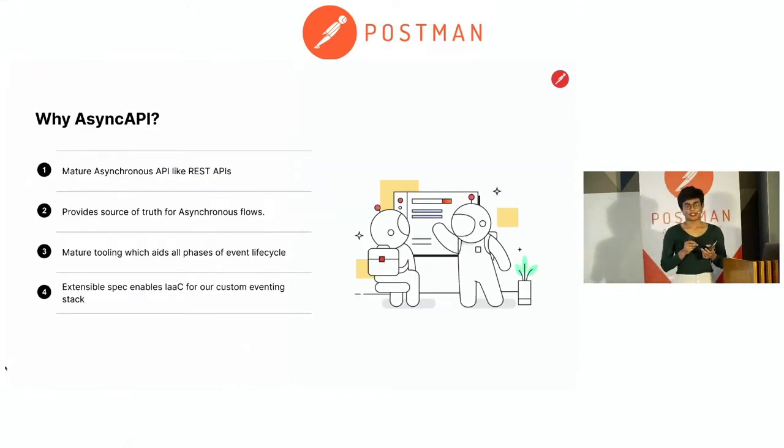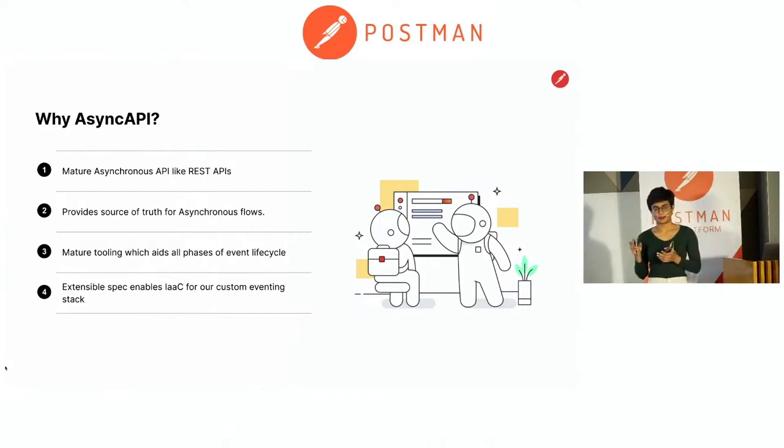So we share the goal with the AsyncAPI project of developing mature asynchronous APIs, just like REST APIs. We want to provide the source of truth for the state of asynchronous flows at Postman. We want to leverage the mature and rich tooling that the community has around asynchronous APIs at Postman. We like the extensibility of the AsyncAPI spec that allows us to configure the event-driven infrastructure as code, regardless of the infrastructure stack used. So because of these, it becomes a natural choice for us.